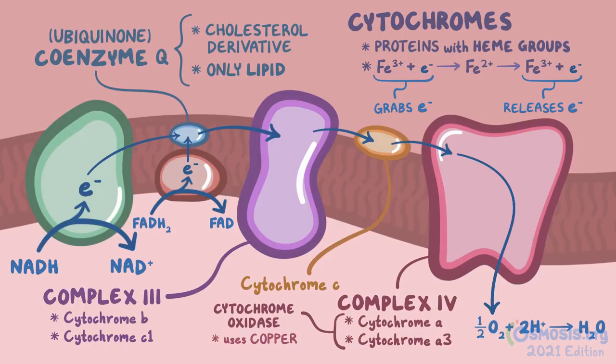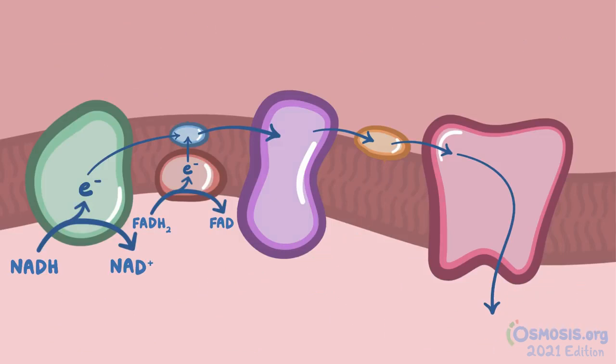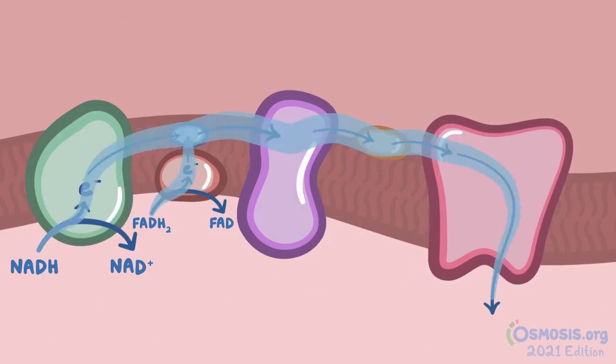Now, if a cell doesn't receive enough oxygen, like in hypoxia, which is the most common cause of cellular injury, then the electron transport chain gets interrupted and ATP synthesis doesn't happen. So the complexes are responsible for the oxidative part of oxidative phosphorylation. And you can think of the electron transport chain as a game of hot potato, with the complexes rapidly passing electrons off to each other, creating an electrical current.